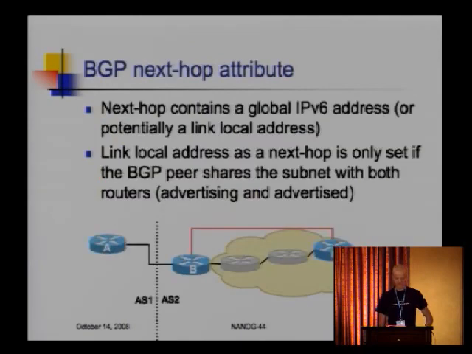So the next hop attribute contains a global v6 address, and it can contain a link local address as well. The link local address is only used as a next hop address if the BGP peer shares the subnet that both routers are sitting on. Okay, so watch out for that one.